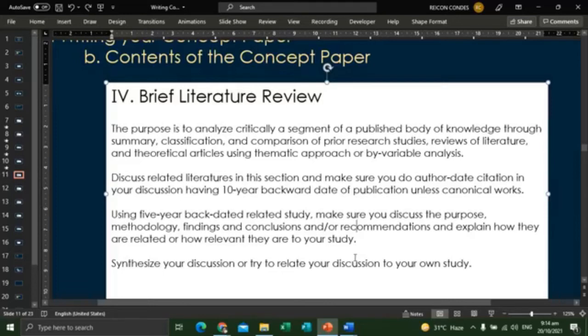And for each of your readings, kailangan i-synthesize ninyo yung discussion and relate it to your own study. Kunyari, may nabasa kayong pag-aaral ni Juan de la Cruz. Same concept. Ngayon, paano siya magiging related dun sa inyong concept din? Anong similarity? Anong difference?